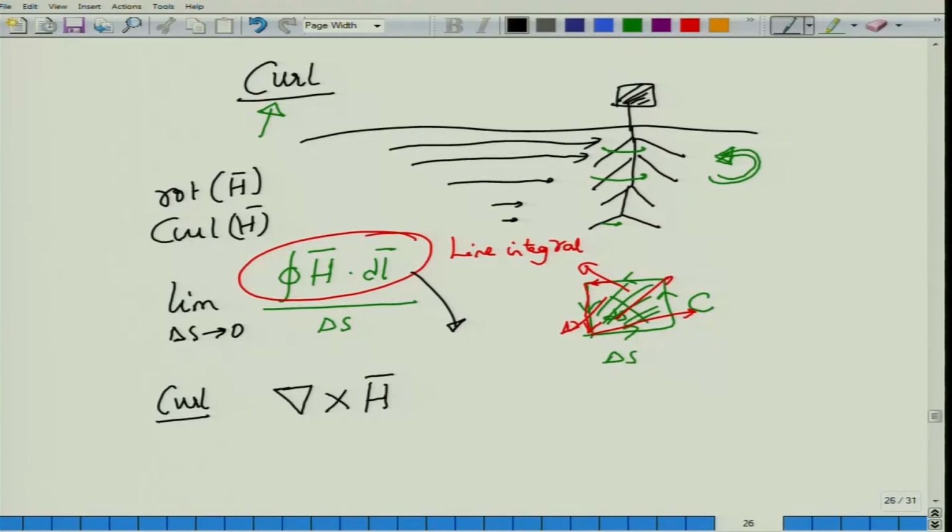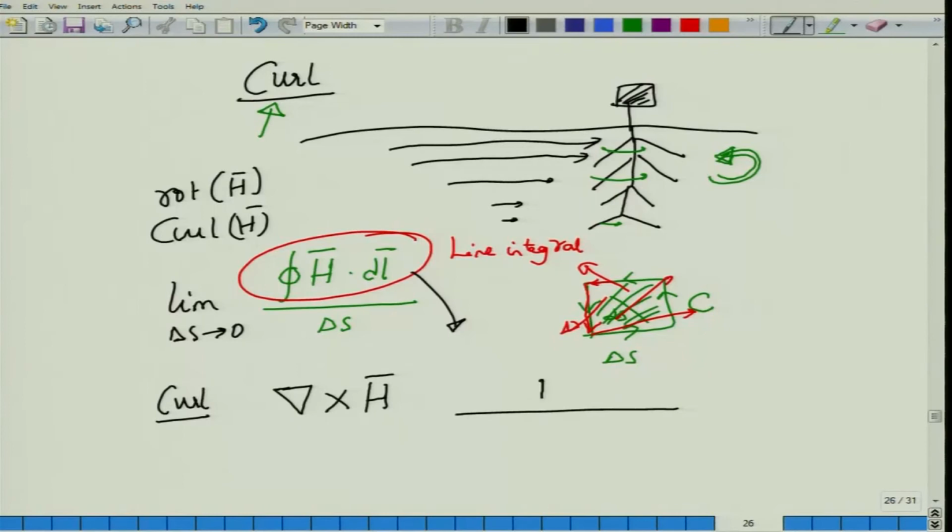You can find out the expressions for curl of H in different coordinate systems. As usual, this is a little complicated in the spherical and cylindrical coordinate systems. It's not that it's very easy in the Cartesian, but you are able to find out the corresponding elements for this curl operation. So far we have seen two operations, one is called the curl and the other one is called the divergence.